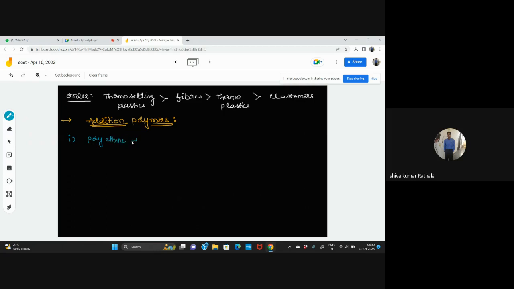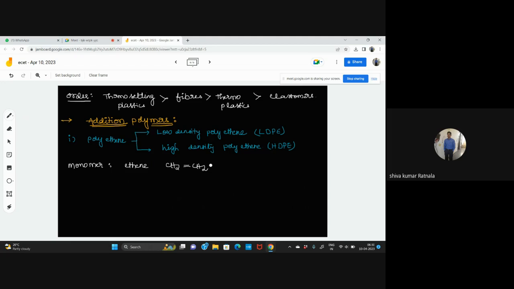Under addition polymers, first we discuss polyethylene. Polyethylene is of two types: low density polyethylene (LDPE) and high density polyethylene (HDPE). Whether low density or high density, the monomer unit is ethene only. Only the conditions change.